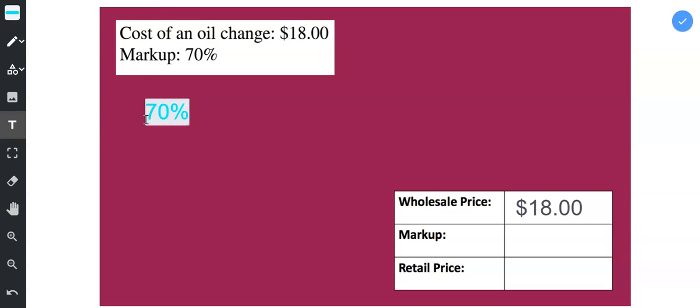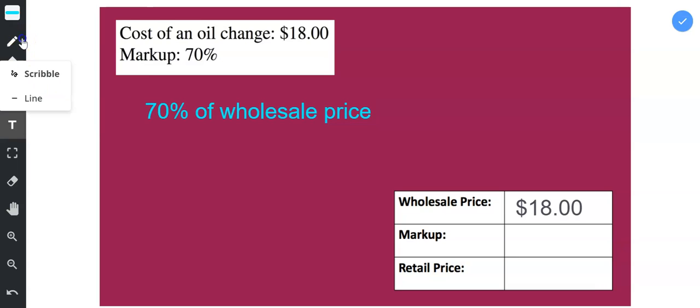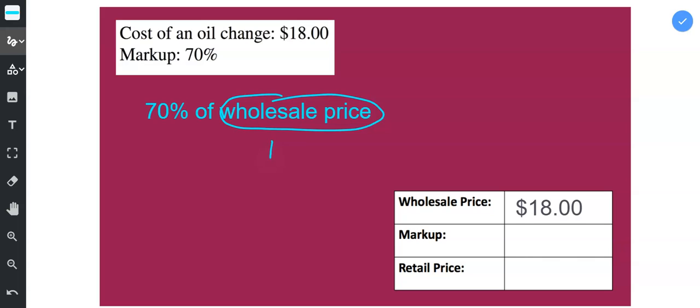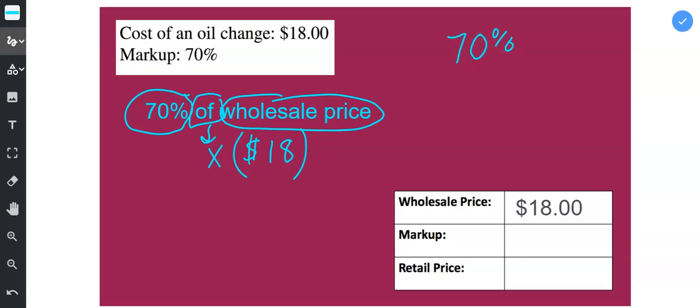So I start by writing 70%, and then I always think 70% of what? I'm finding 70% of the wholesale price. And in this example, the wholesale price is $18. Of signifies multiplication, so I'm going to be multiplying, and I cannot multiply by 70% in that form. I actually need to change 70% to a decimal before I can multiply.